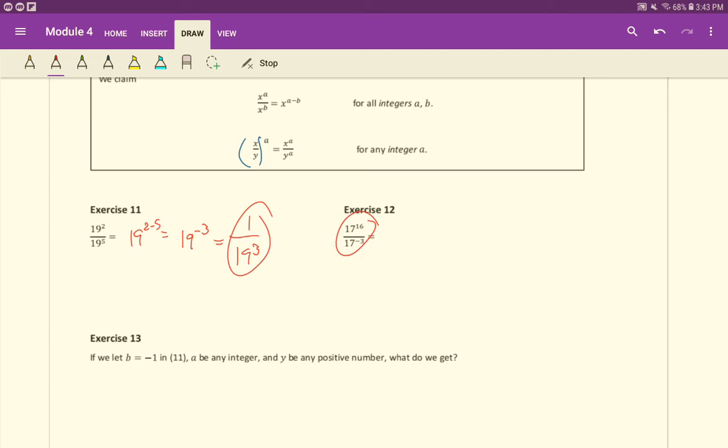Okay? Why don't you go ahead and try 17. Pause the video, give it a go. Or 17, try exercise 12. 17 to the 16th over 17 to the negative 3. Okay, hopefully you paused the video there. You should get 17 to the 16 minus negative 3, which instead of subtracting a negative, we can add a positive here and make it 17 to the 19th power there.